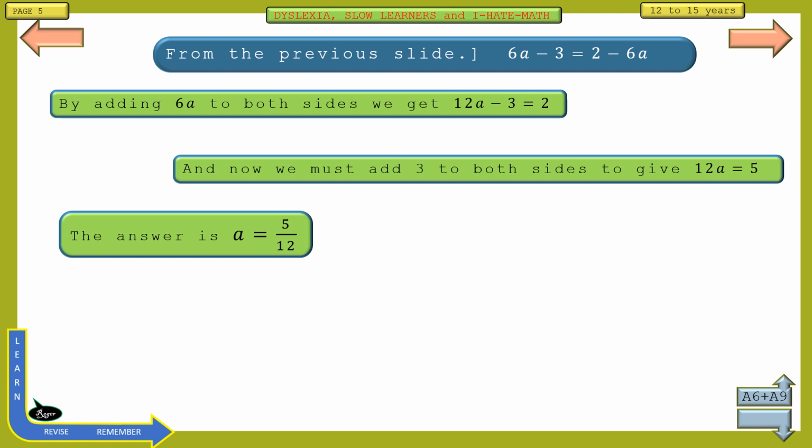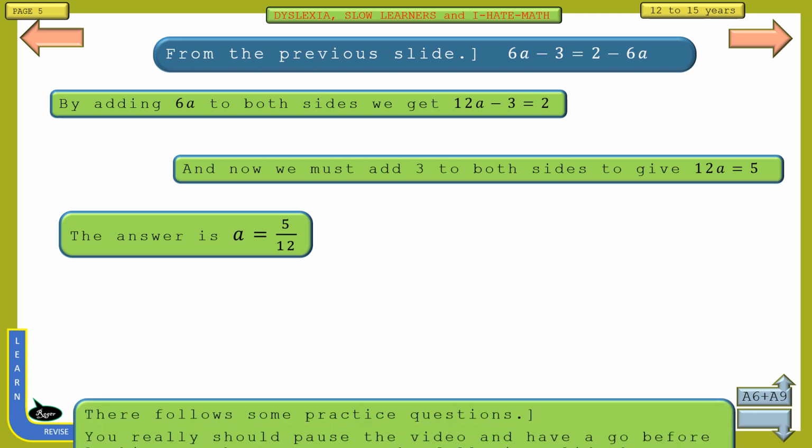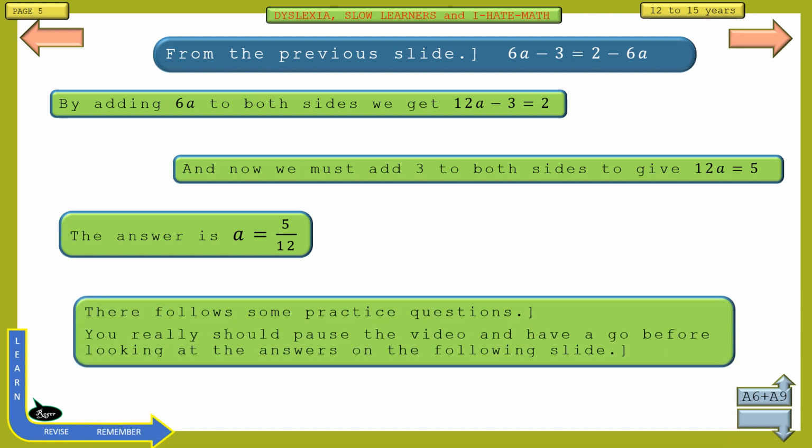Answers are not always whole numbers. Sometimes we get fractions. There follows some practice questions. You really should pause the video and have a go before looking at the answers on the following slide.